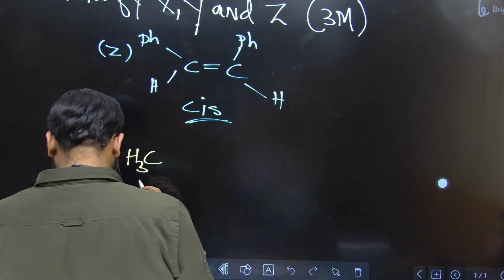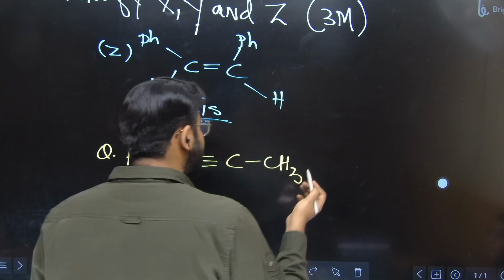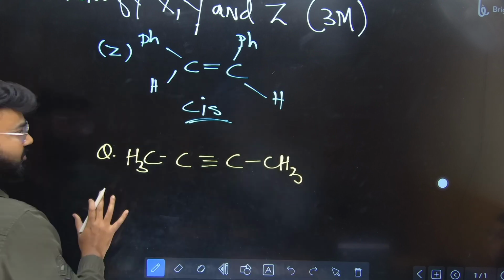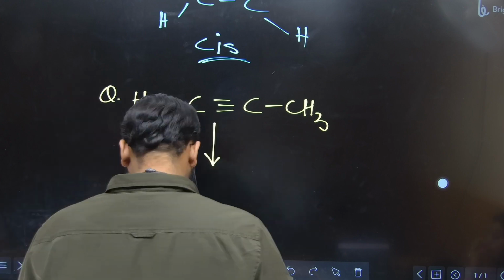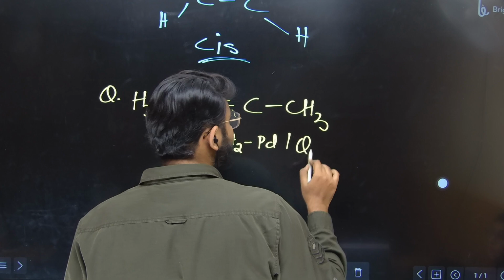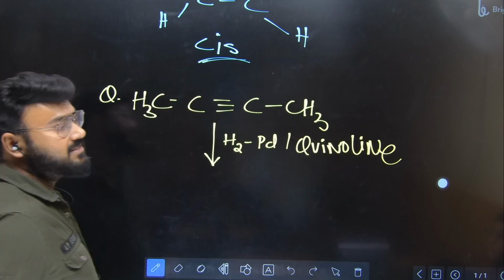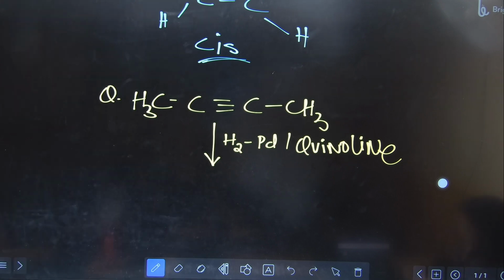CH3, then you have C triple bond C, and CH3. Guys, first of all, see this very carefully. This is your compound, this is your question. Now what we are doing, we are adding hydrogen in palladium, in the presence of quinoline. Now tell me what answer will come up. This time it's not CaCO3, but it is quinoline. Tell me, guys. Guys, tell me what is the answer you get. Pranav?